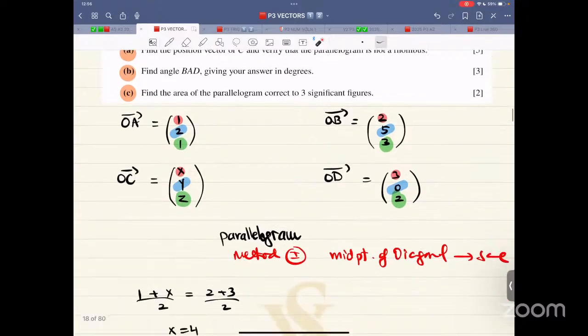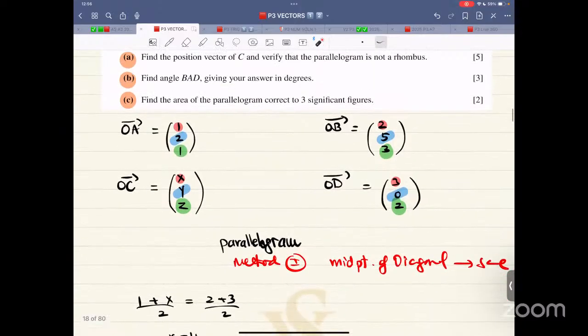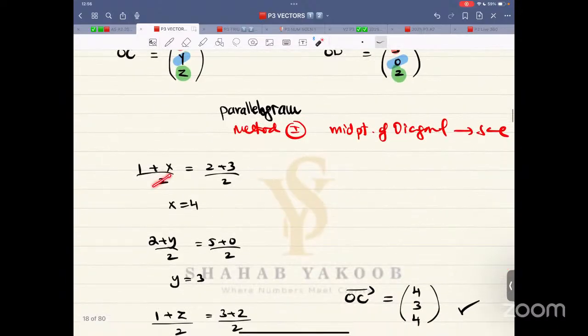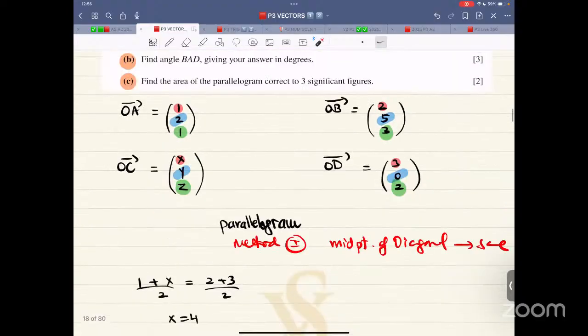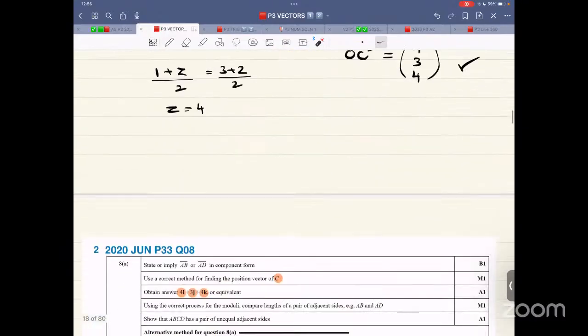If it's a parallelogram, the midpoint of the diagonals is the same. So A and C is a diagonal, B and D is a diagonal. The sum of these two should be equal to the sum of these two, because the diagonals bisect each other. Same thing goes for the second component, and the same thing goes for the third. So that is how you find these answers.